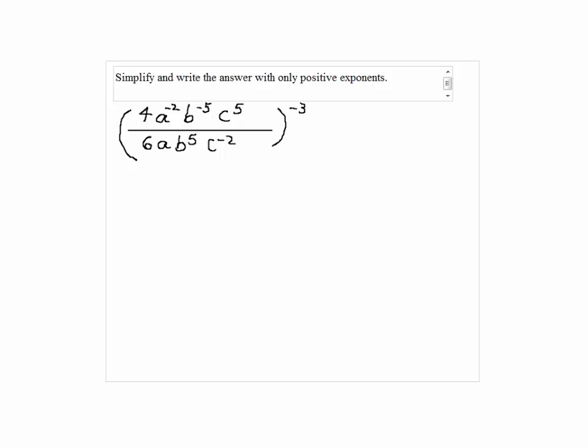Well, we can reduce some of these first inside the parentheses. I see that we have 4 and 6, both have a factor of 2. So if I divide 2 into 4, I would get 2, and divide 2 into 6, I would get 3. So I'm dividing 2 into 4 at the top of the fraction, and also 2 into 6. That would result in 2/3.